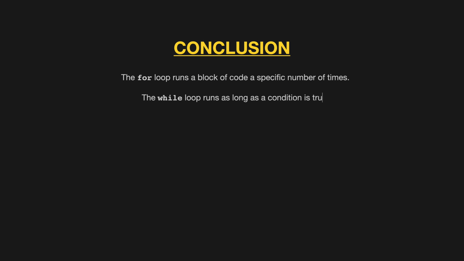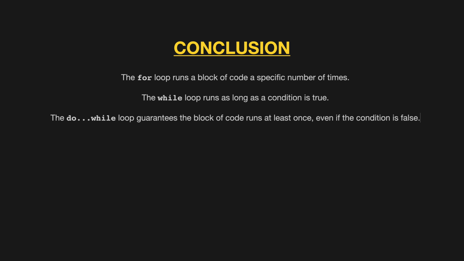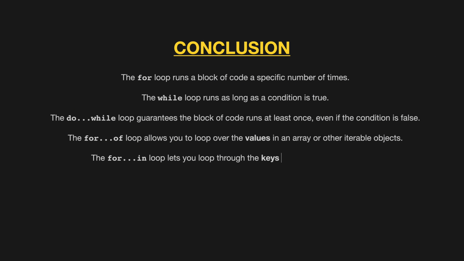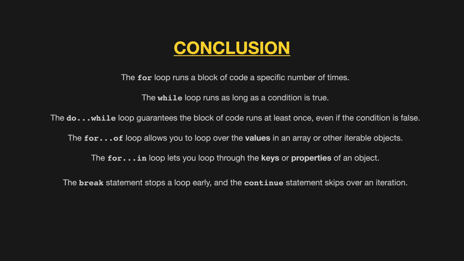Finally, let's summarize what we've learned. The for loop runs a block of code a specific number of times. The while loop runs as long as a condition is true. The do-while loop guarantees the block of code runs at least once, even if the condition is false. The for-of loop allows you to loop over the values in an array or other iterable objects. The for-in loop lets you loop through the keys or properties of an object. The break statement stops a loop early, and the continue statement skips over an iteration. Loops are an essential tool in programming, and knowing when and how to use each type of loop will help you write cleaner, more efficient code.